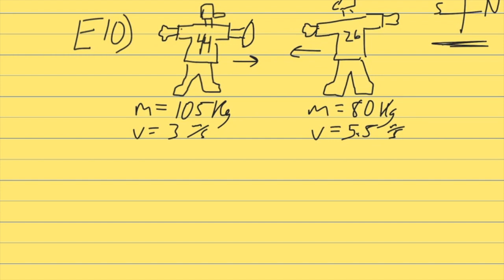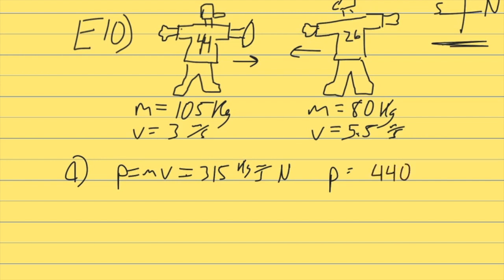It's an inelastic collision. And we want to know, for A, what is the initial momentum of each player? So P equals m times v, 105 kilograms multiplied by 3 meters per second gives us 315 kilogram meters per second north, and player 2 is going to be 80 kilograms times 5.5 meters per second gives us 440 kilogram meters per second south.